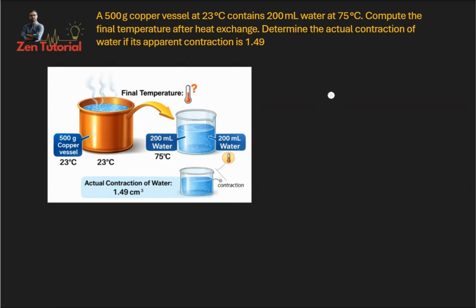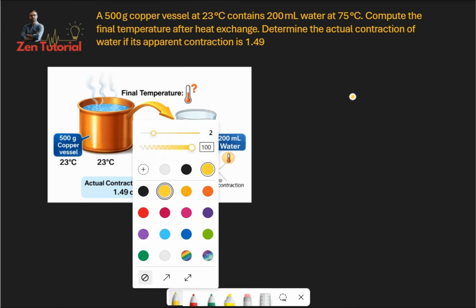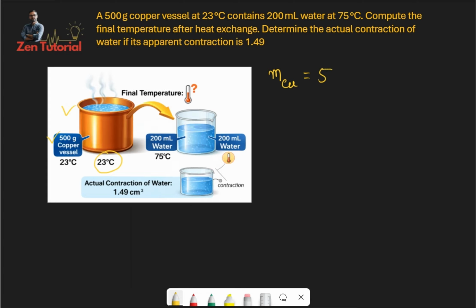We are going to solve this problem. In this problem, a copper vessel at a temperature of 23 degrees Celsius. So this is the copper vessel, you can see. In this copper vessel, the temperature is 23 degrees Celsius, and the weight of the copper vessel is 500 grams. So let's consider the copper vessel mass is 500 gram, or we could say this is half kgs.